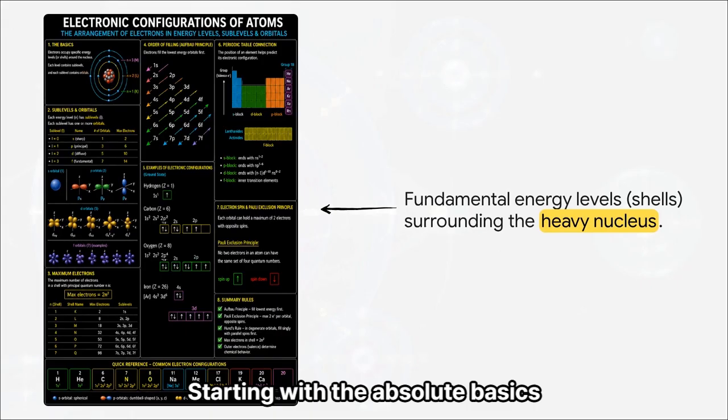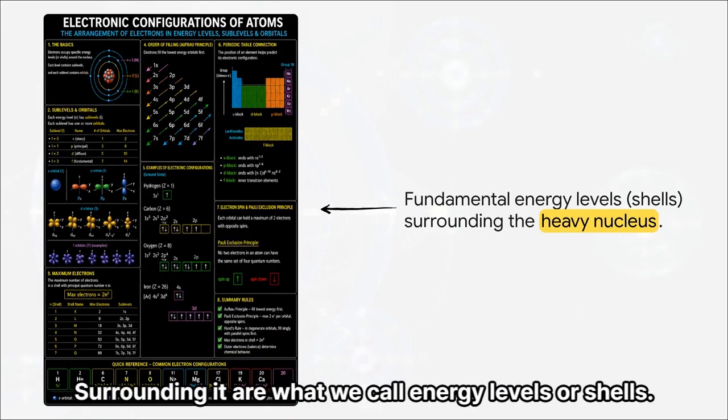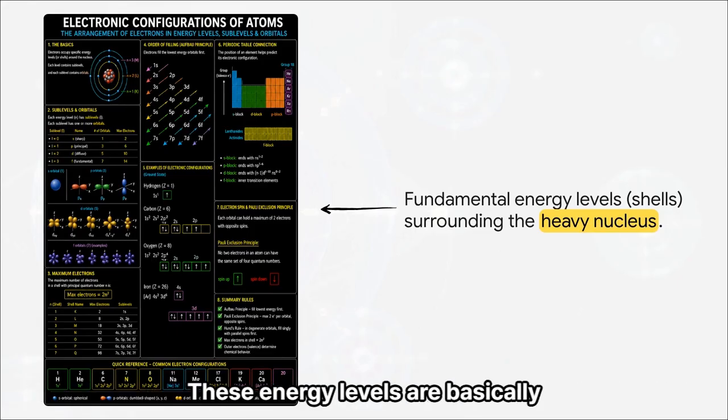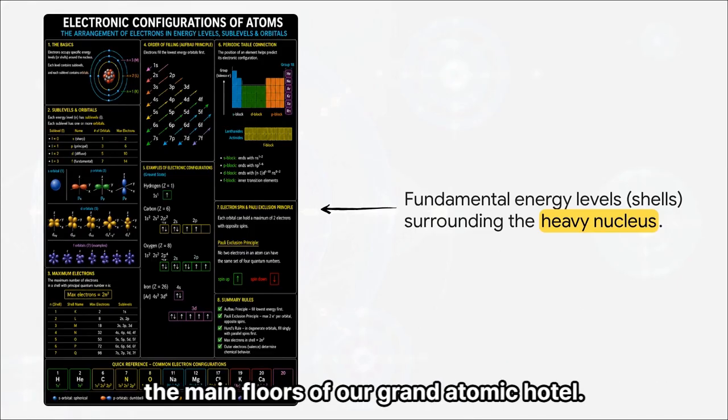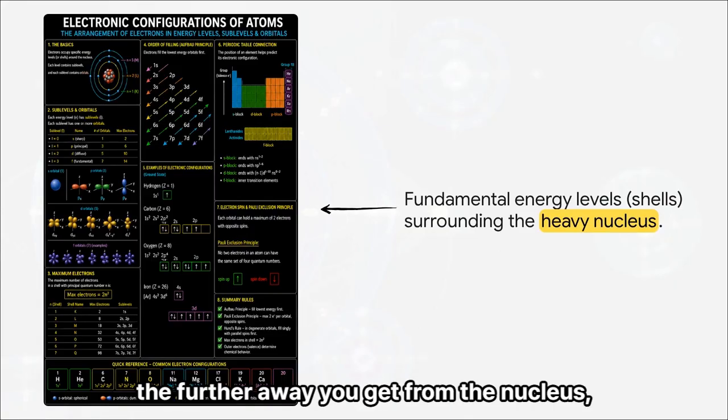Starting with the absolute basics, right in the center, we've got the dense, heavy nucleus. Surrounding it are what we call energy levels, or shells. They're labeled n equals 1, n equals 2, and n equals 3. These energy levels are basically the main floors of our Grand Atomic Hotel. Electrons occupy these specific floors, and as you might guess, the further away you get from the nucleus, the higher the energy level.